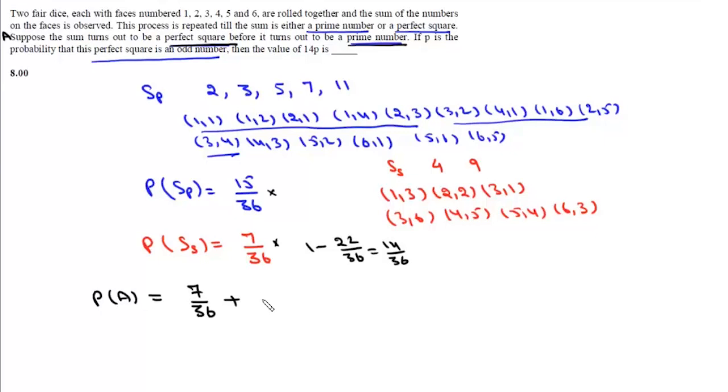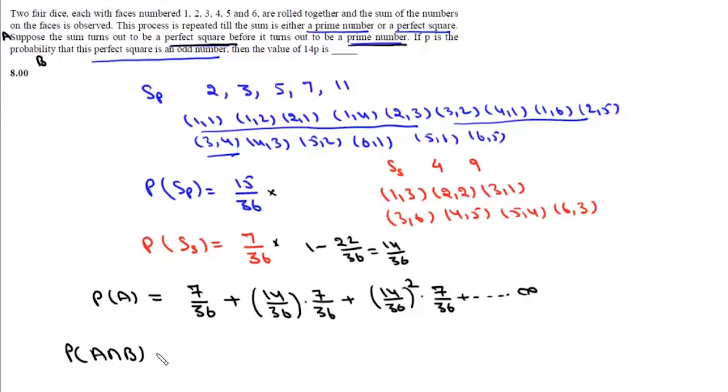So it will be this 14 by 36, and then on the second attempt we get this as 7 by 36. Now we don't get a perfect square on the first two, we get it on the third, so it will be this 7 by 36, and we'll continue up to infinite. And then we have this event B, that this perfect square is an odd number. Then if we look at the probability of A intersection B, that means we get an odd perfect square before it turns out to be a prime number.